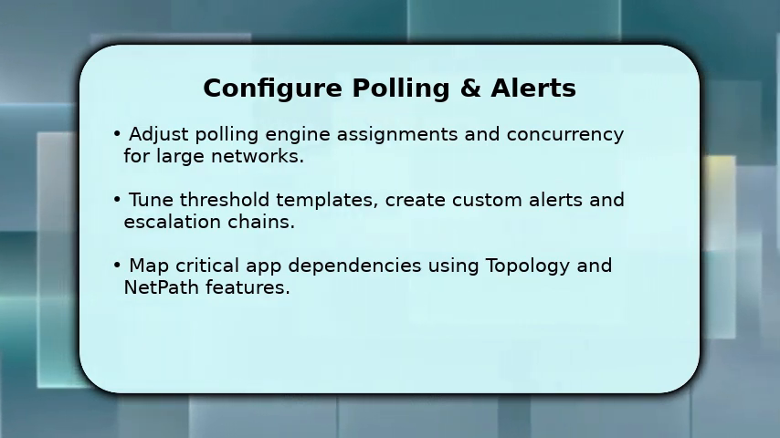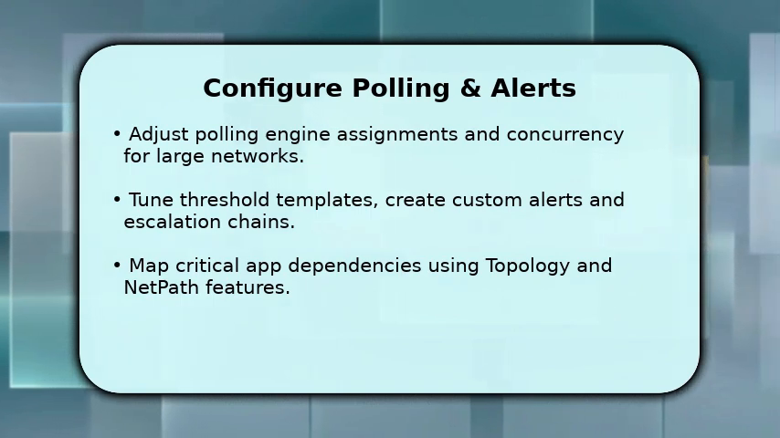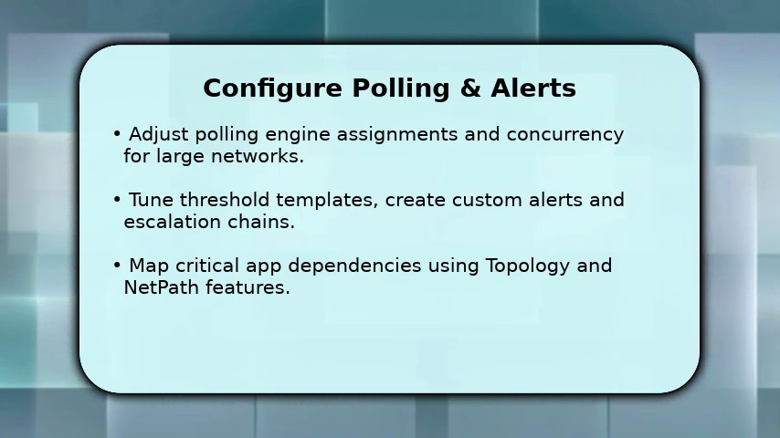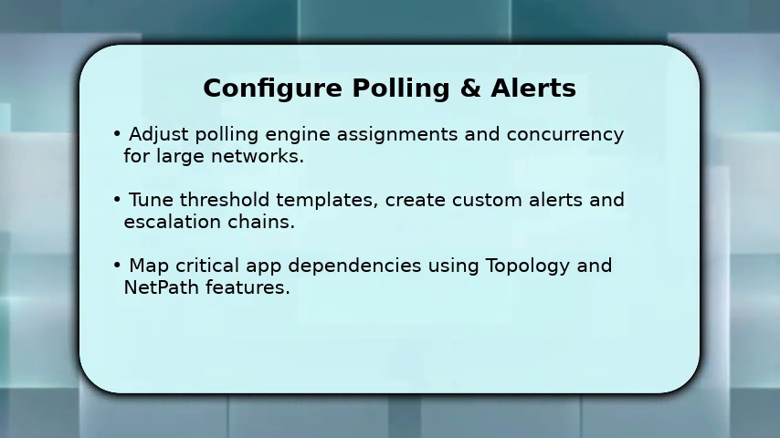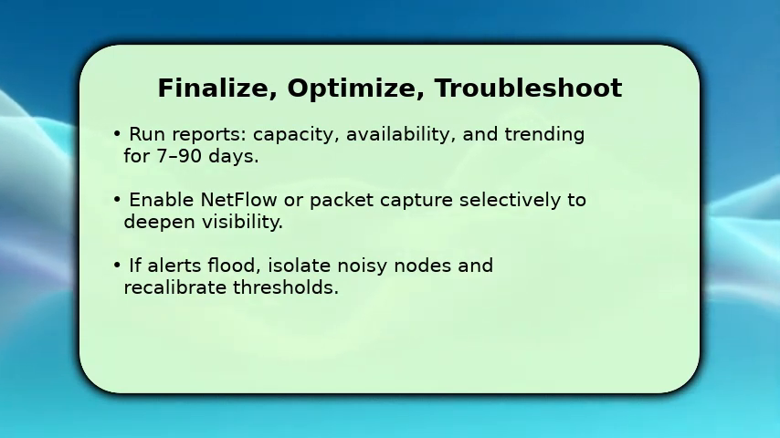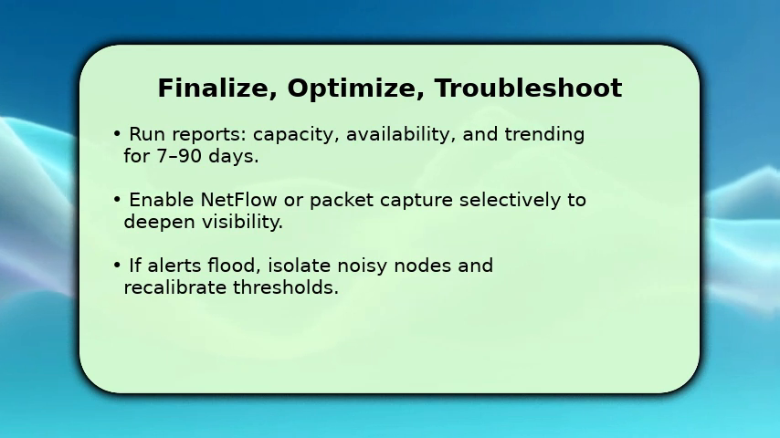Finally, map dependencies with topology and NetPath. This shows why an alert propagated and helps you prioritize fixes based on service impact. You finish by running capacity and trending reports to validate polling and to plan growth. Compare 7, 30, and 90-day windows.